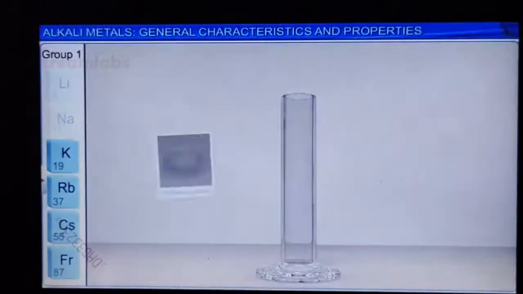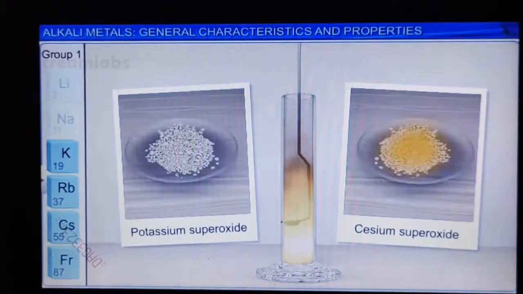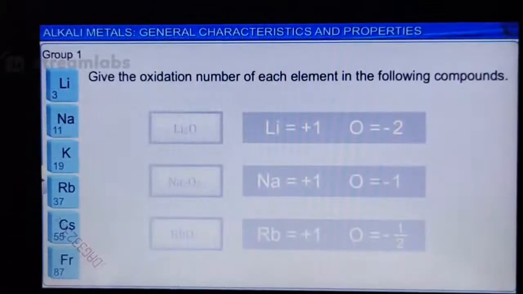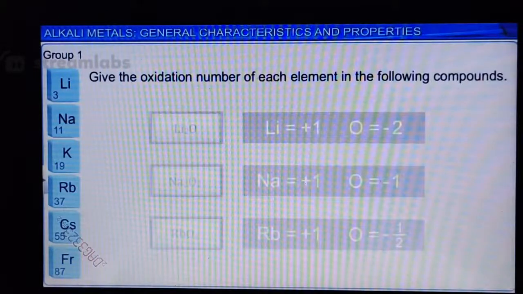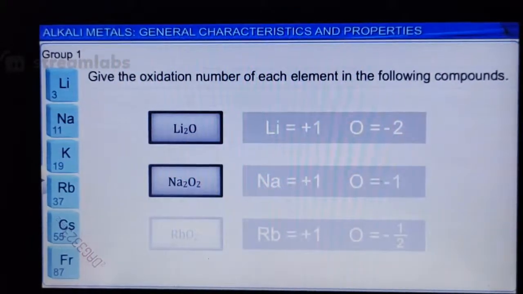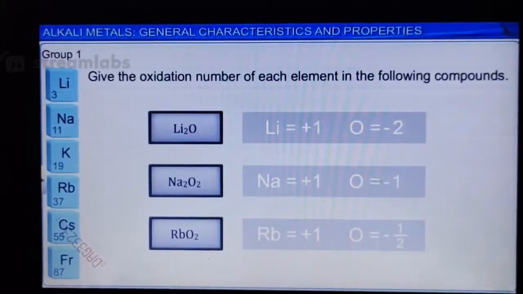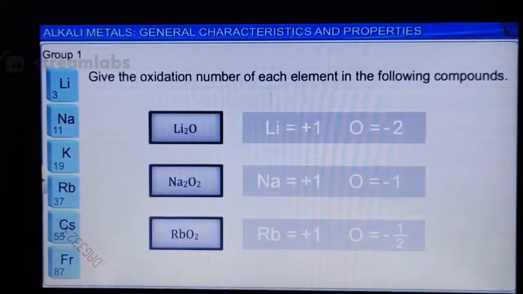ओके, तो पोटेशियम सुपरऑक्साइड, सीजियम सुपरऑक्साइड के कलर्स की अगर मैं बात करूं तो पोटेशियम सफेद है, सीजियम अपना येलो है। Oxidation number, I do not want to get into this because this is a separate chapter which will be taught to you. So how to find out oxidation number and all, that is a different set of topic altogether. Okay.